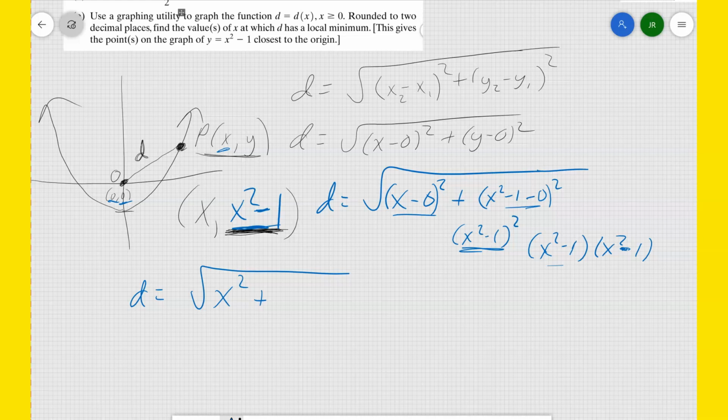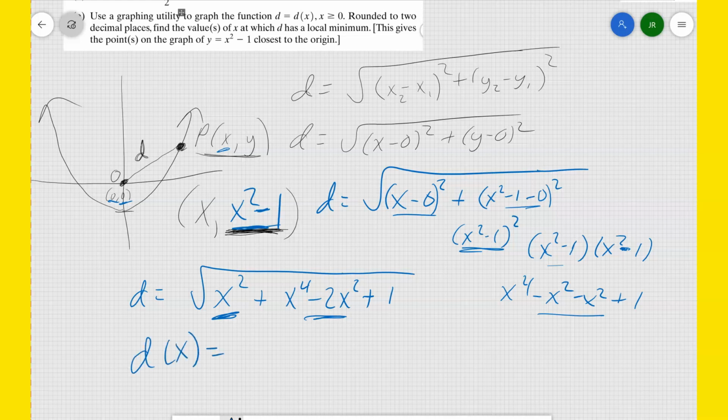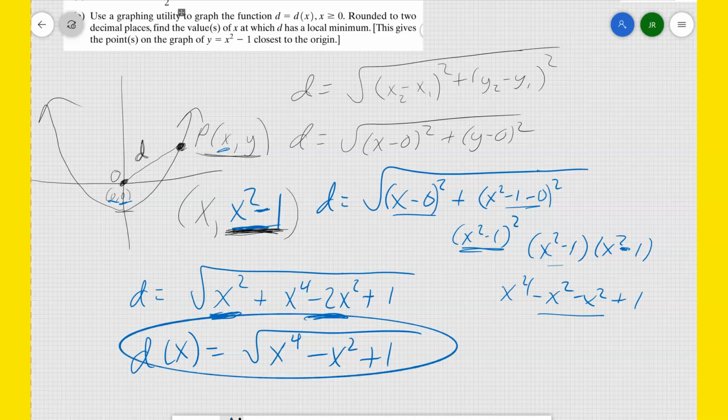So let me FOIL this out. This is going to be x to the 4th minus x squared minus x squared plus 1. So x to the 4th minus 2x squared plus 1 when I combine those like terms. And now there's more like terms to combine. I've got this x squared combined with this minus 2x squared. So the final model is d of x, distance as a function of x, equals the square root of x to the 4th minus x squared plus 1. The minus x squared came from combining the minus 2x squared with the positive 1x squared right there to get minus 1x squared. So this is the answer to part A.